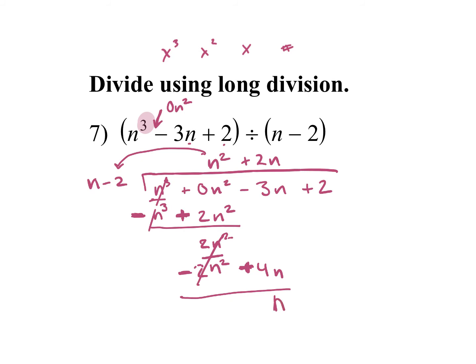So we divide n by n. What's n divided by n? What if you had like 5 divided by 5? What would this simplify to? 1. So n divided by n is 1. Now we take 1, multiply it to everything out front. So it's 1 times n. N. And 1 times negative 2 is negative 2. What do we do next?